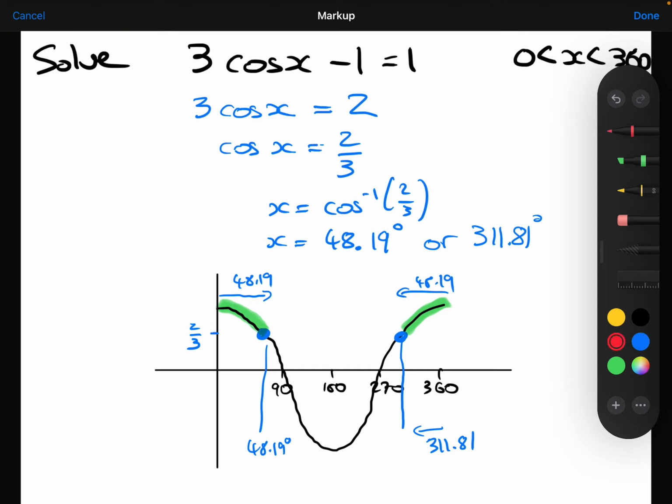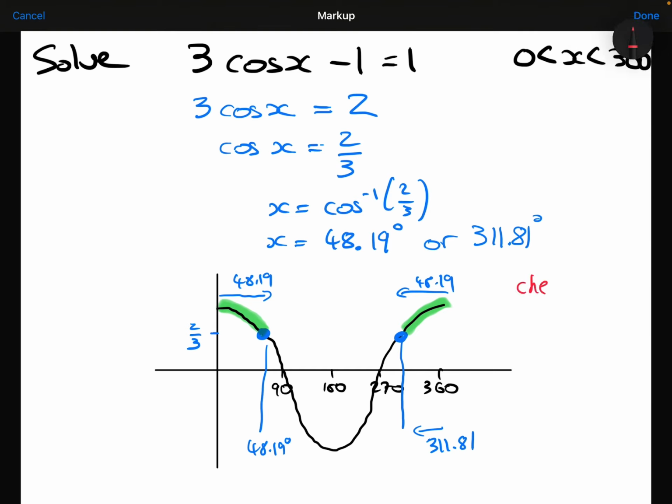And let's just do a quick check. If I type into my calculator cos of 311.81, you should get 2/3, or certainly something very close to 2/3, because obviously we rounded this, so it might not get exactly 2/3, but it should be something very close to 2/3.